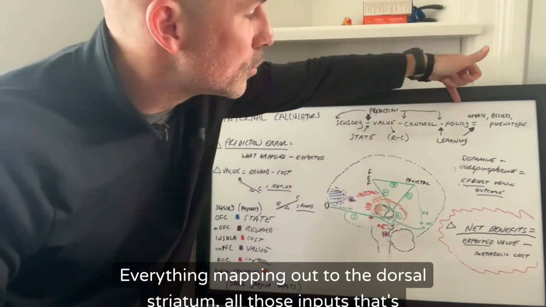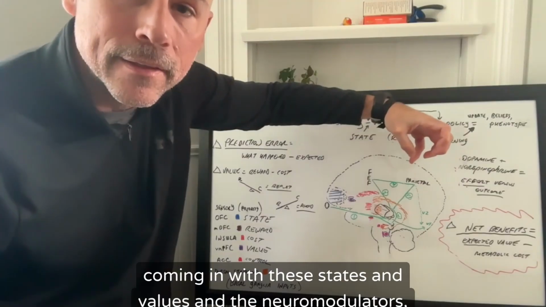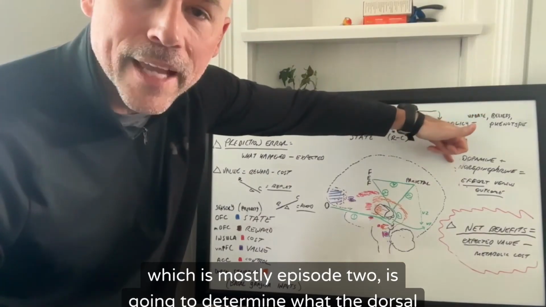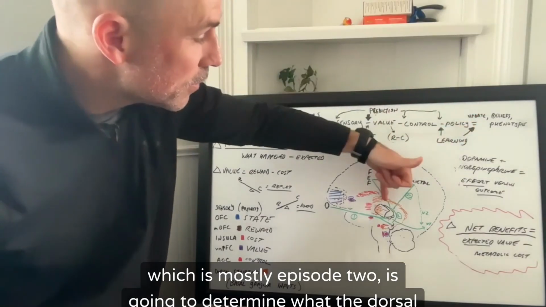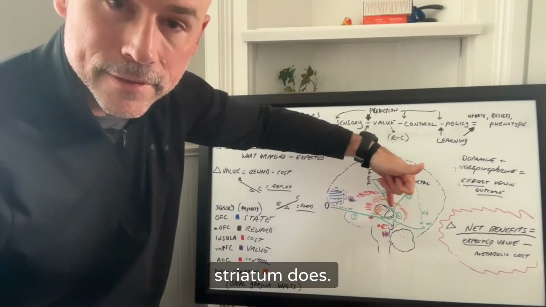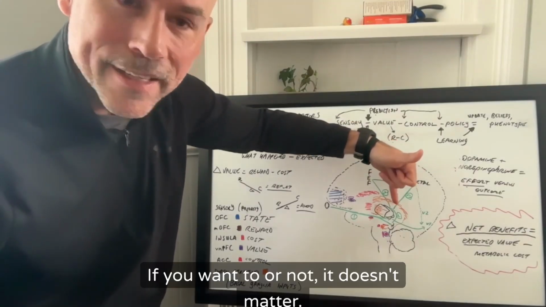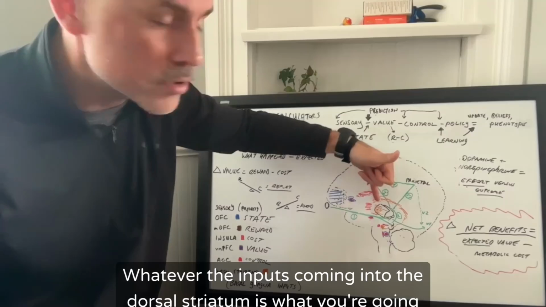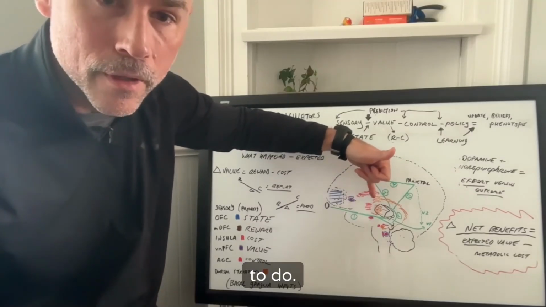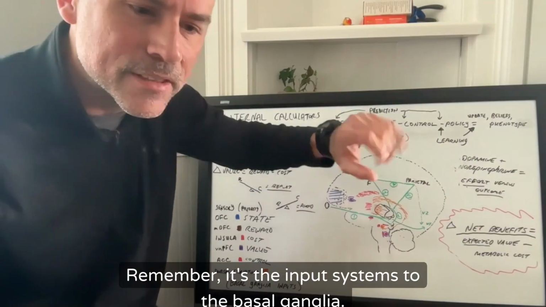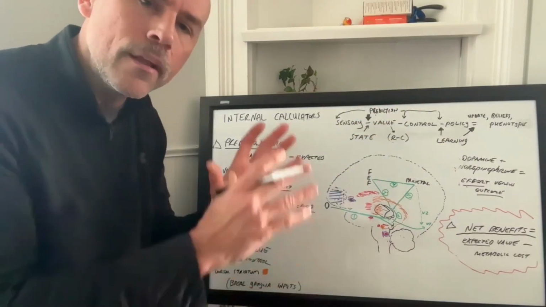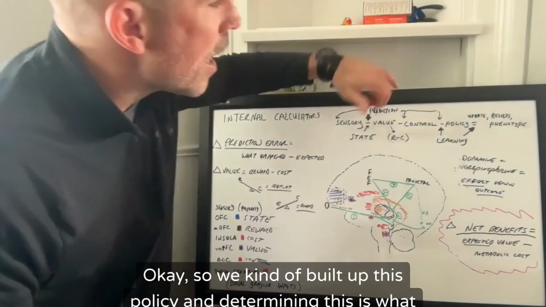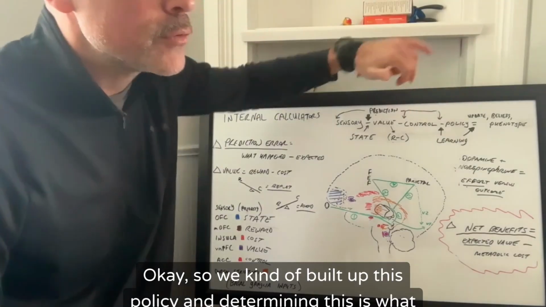Everything mapping out to the dorsal striatum, all those inputs coming in with these states and values and the neuromodulators, which is mostly episode 2, is going to determine what the dorsal striatum does. If you want to or not, it doesn't matter. If it's healthy or unhealthy, it doesn't matter. Whatever the inputs coming into the dorsal striatum are is what you're going to do. Remember, it's the input systems to the basal ganglia, okay? The go, no-go areas. So we built up this policy and determined this is what you do.